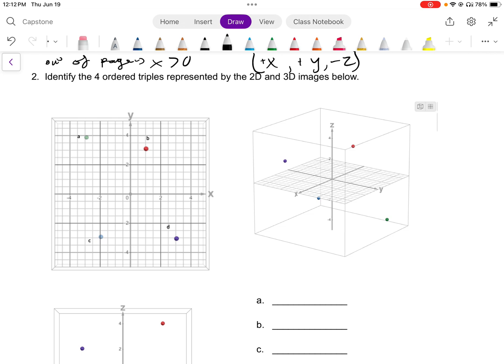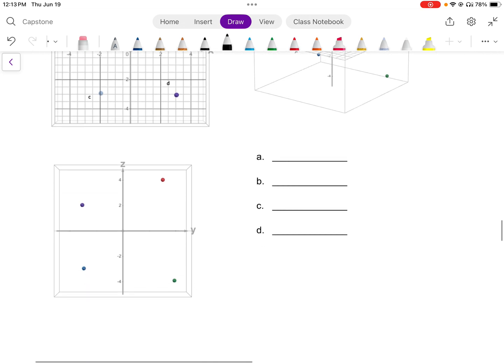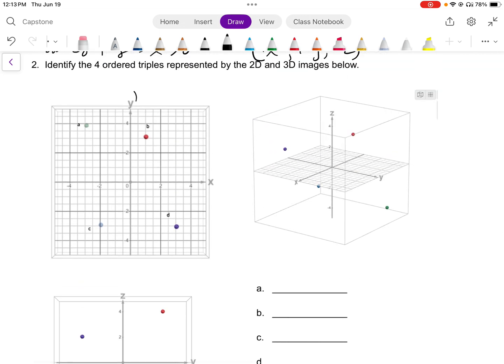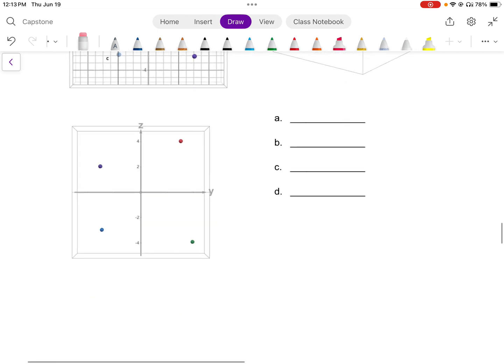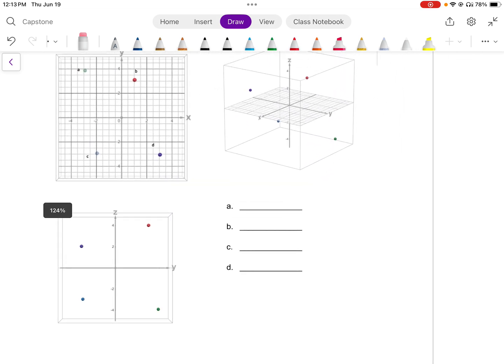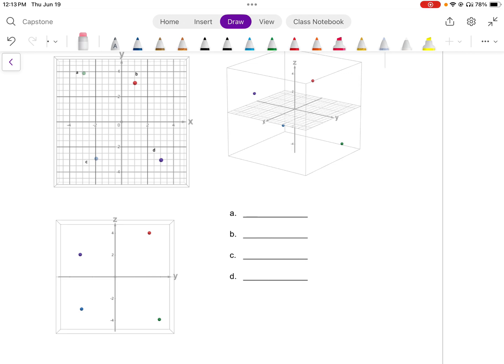Okay, next question. Identify the 4 ordered triples represented by the 2D and 3D images below. We've got A, B, C, and D. Let's look over here first. We've got a view from the X, Y direction, and a view from the Z, Y direction. Or we could say a view of the xy plane and a view of the zy plane.